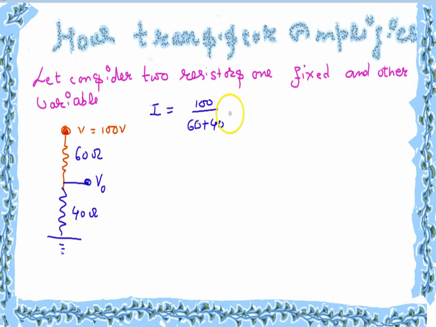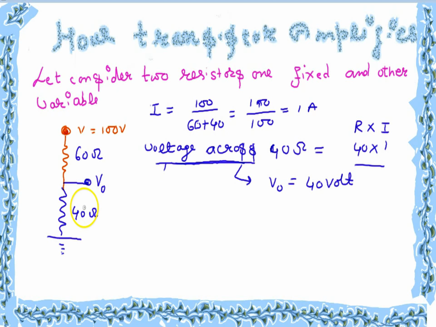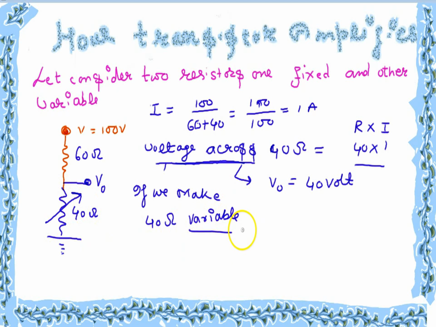What will be the current? 100 over 100, 1 ampere. What will be the voltage across the 40 ohm? That is resistance into current, 40 into 1 ampere, that is 40 volt. Okay, 40 volt will develop across the 40 ohm resistor. If we make the 40 ohm variable, then any voltage can be set across the second variable resistor.